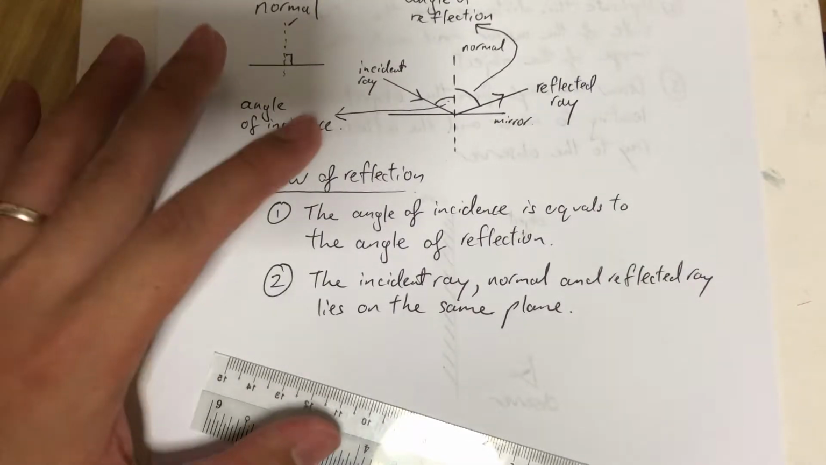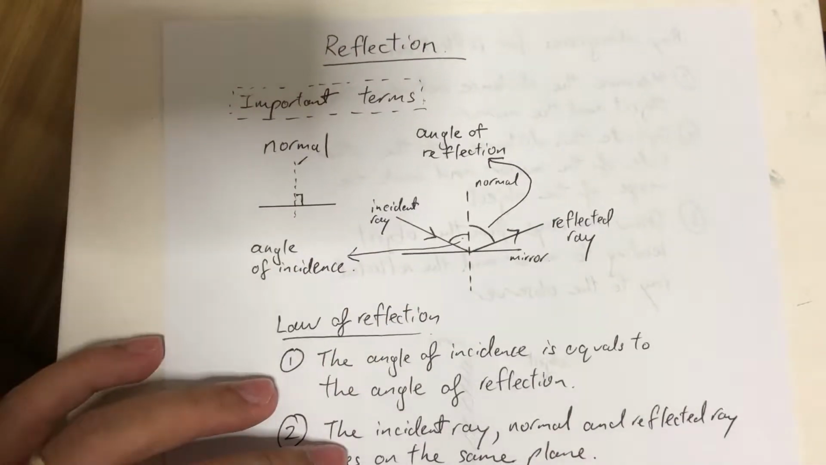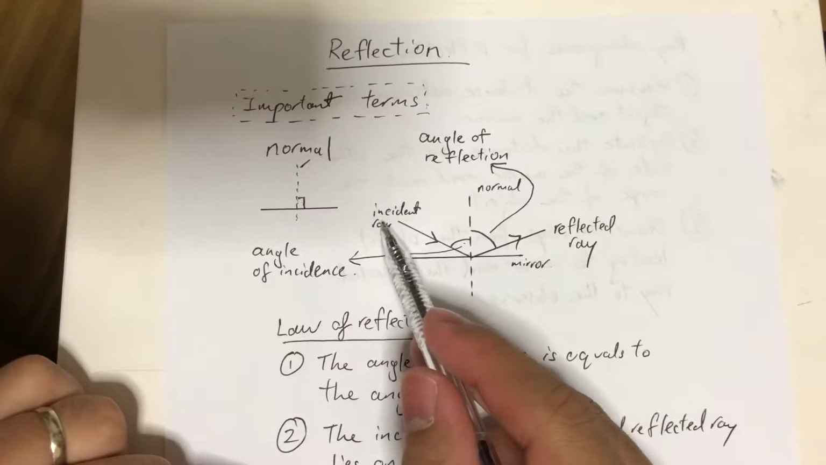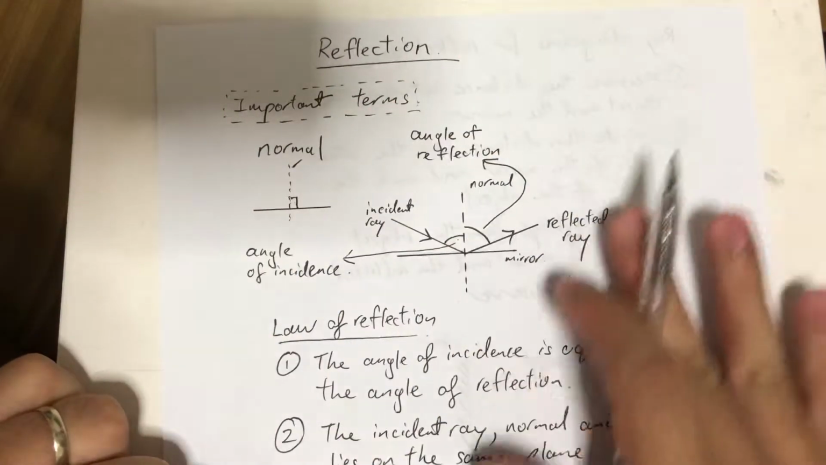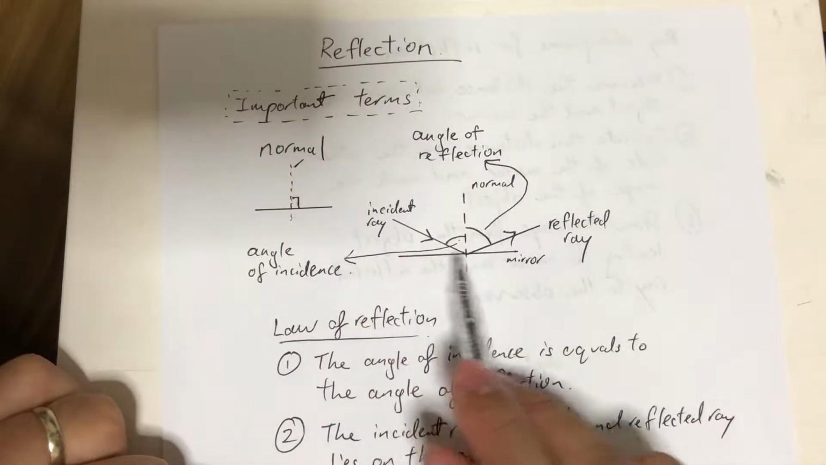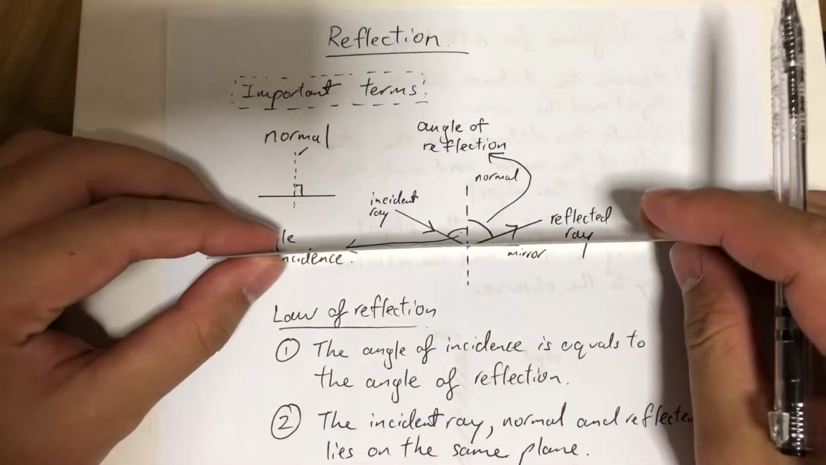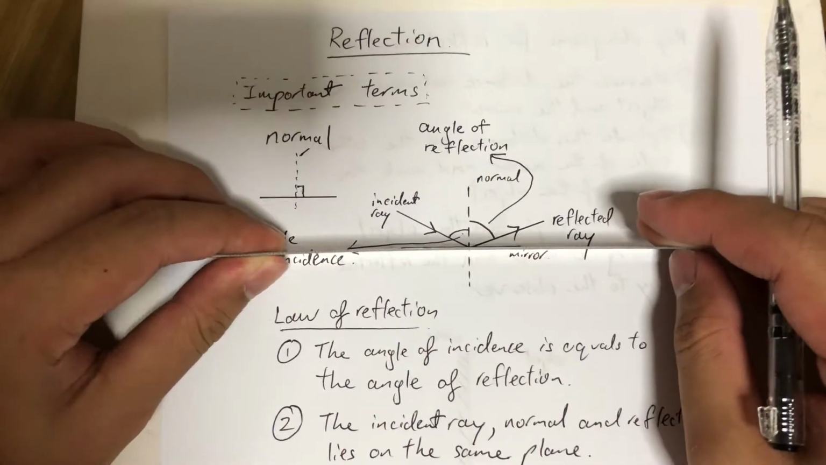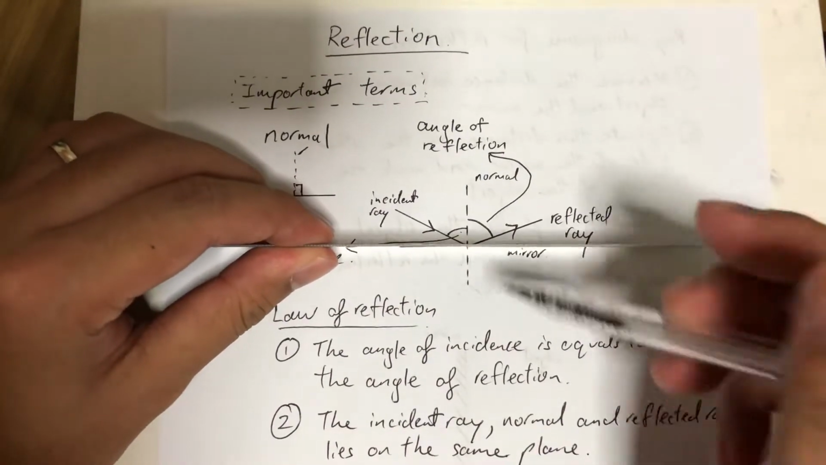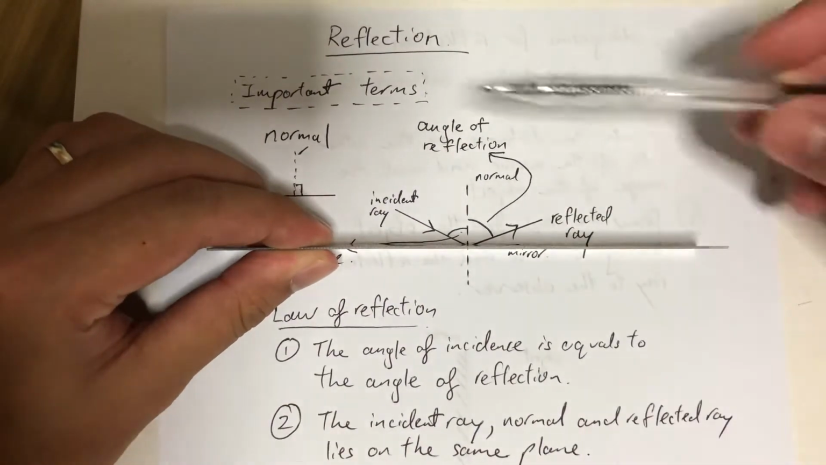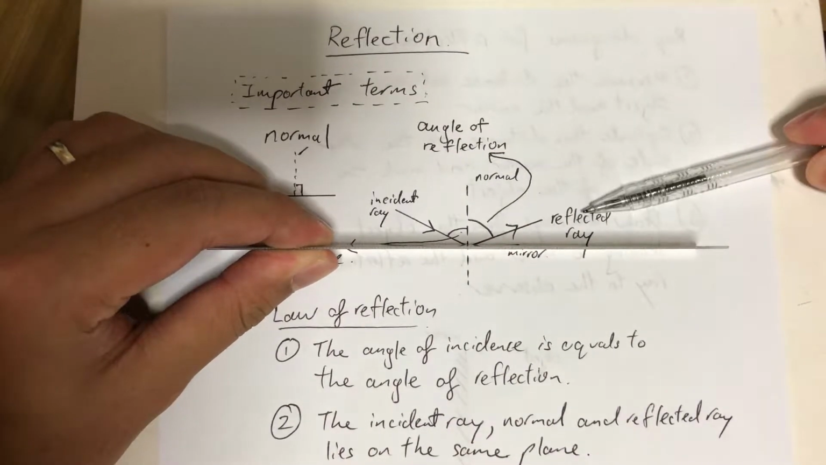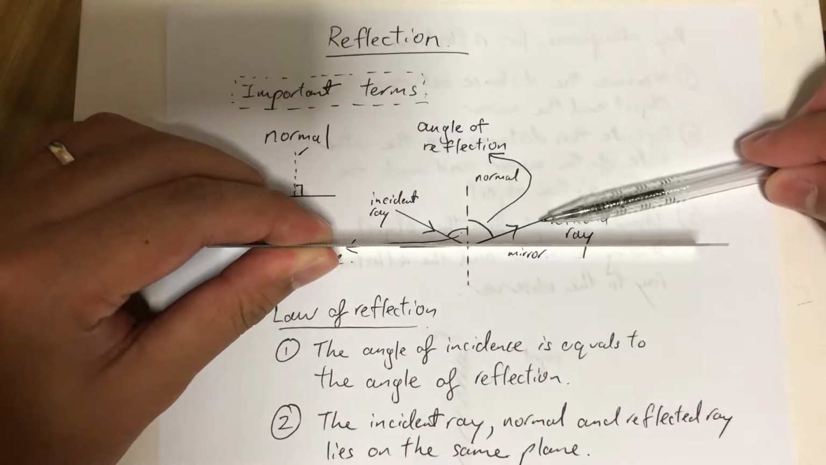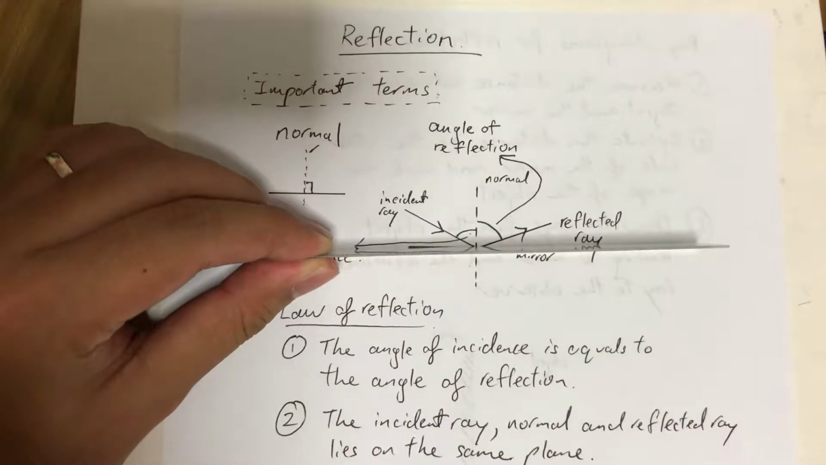Let me give you an example, using this diagram again. If the light ray is on the surface of this paper and is heading towards the mirror, which is standing up like this, and it gets reflected off the mirror like this, we'll say that the incident ray, the normal, and the reflected ray are on this same surface, and hence they are on the same plane.